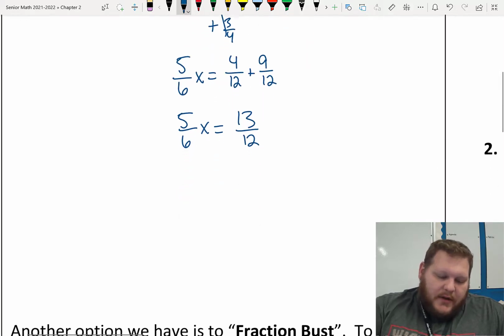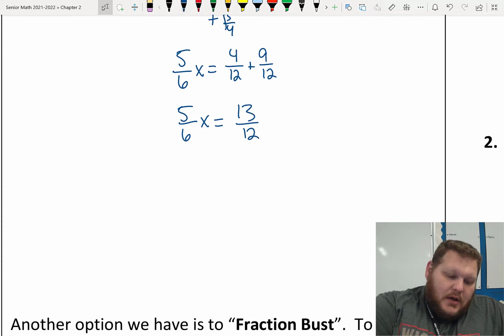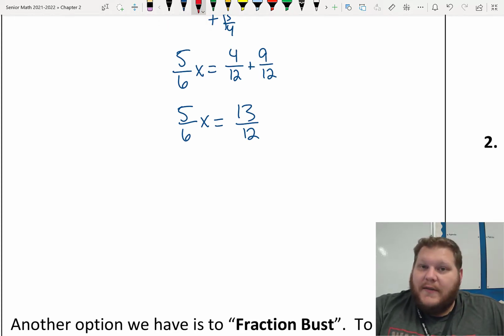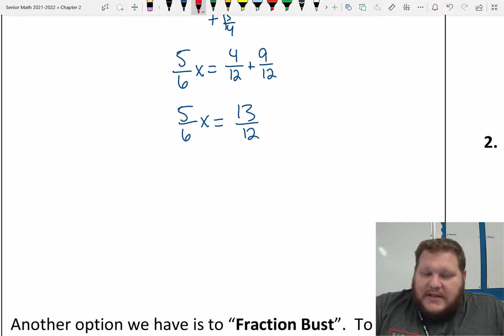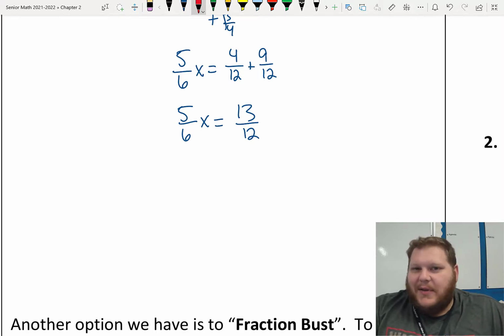From here, we've got our variable isolated, right? We've got the variable by itself. There's nothing else along with it on that same side. So what I have to do now would be get rid of that coefficient. We could technically divide by 5/6 on both sides, but we know that when we're dividing a fraction, it's really multiplying by the reciprocal. So that's just the step that I do right away.